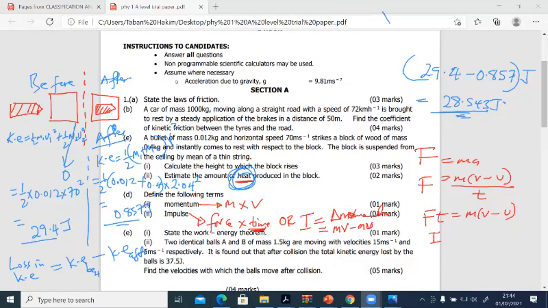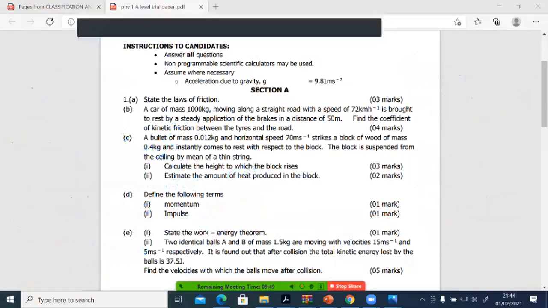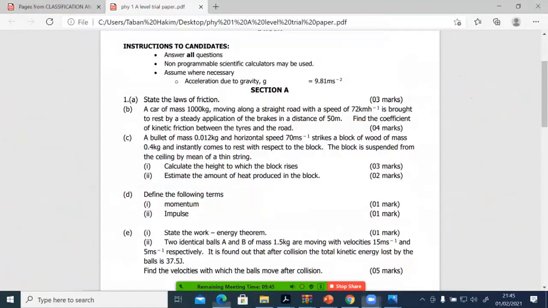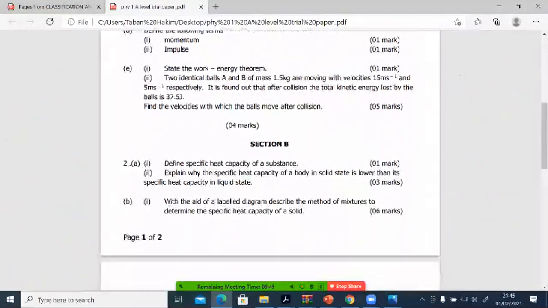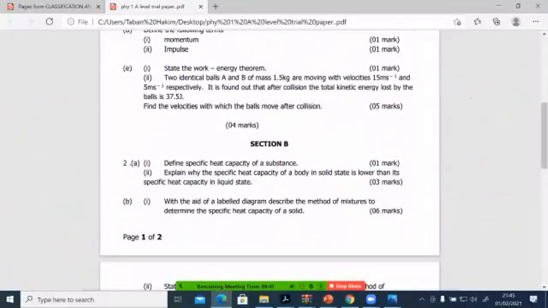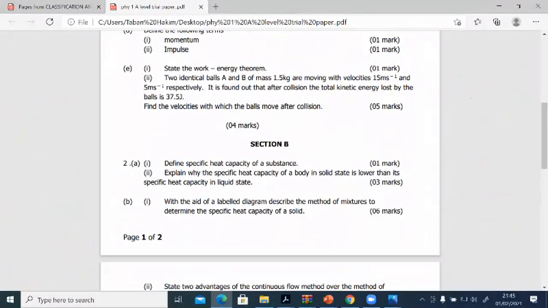Okay, so the next question is: state the work energy theorem. Two identical balls A and B of mass 1.5 kilograms are moving with velocities this and 5 meters per second respectively. It is found out that after collision, the total kinetic energy lost by the balls is 37.5 joules. Find the velocities with which the balls move after collision.